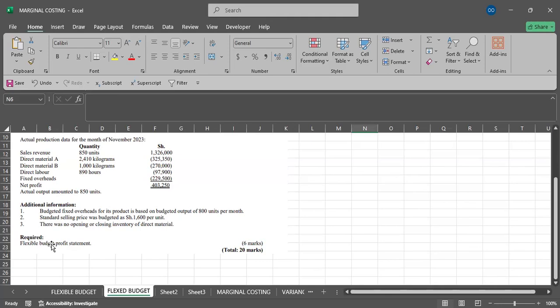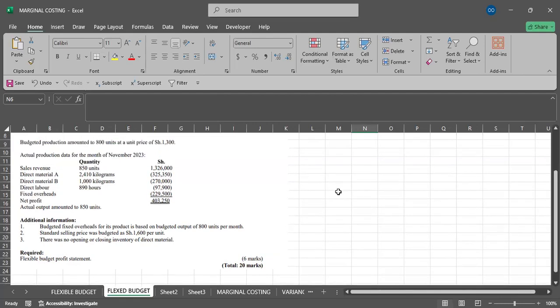Good. So with that, what are we required to do? We are required to get the flexible budget profit statement. Of course, we'll go beyond this and come up with a reconciliation statement. So let's see what is provided there.